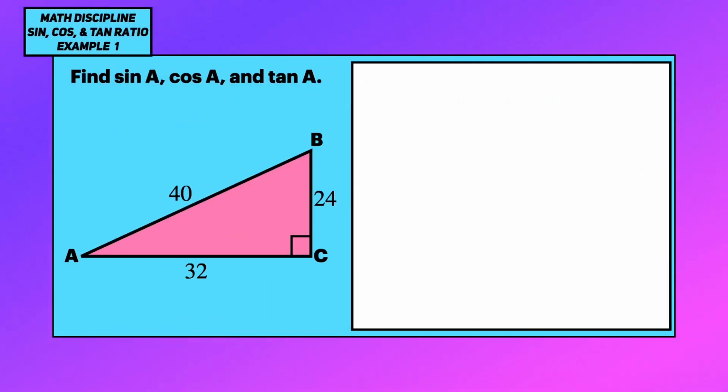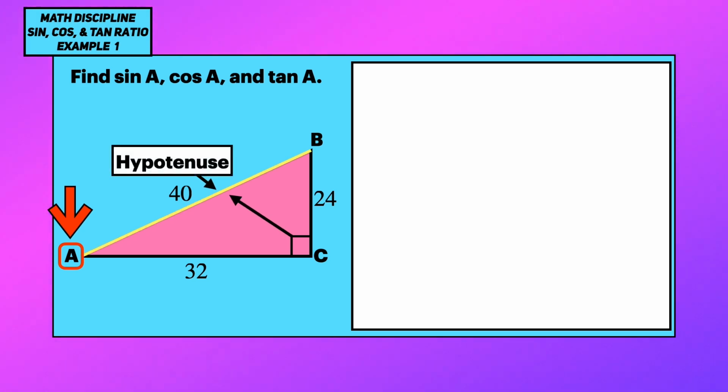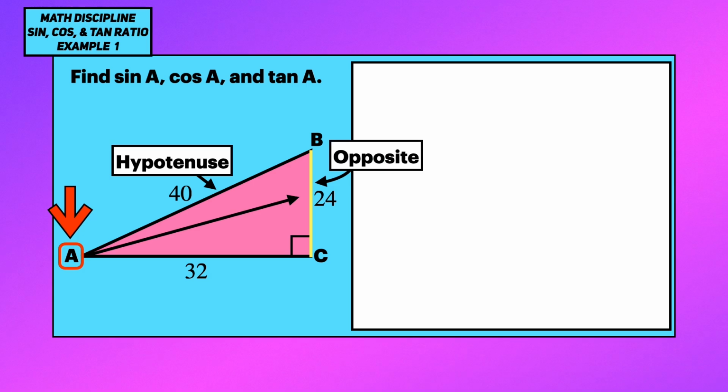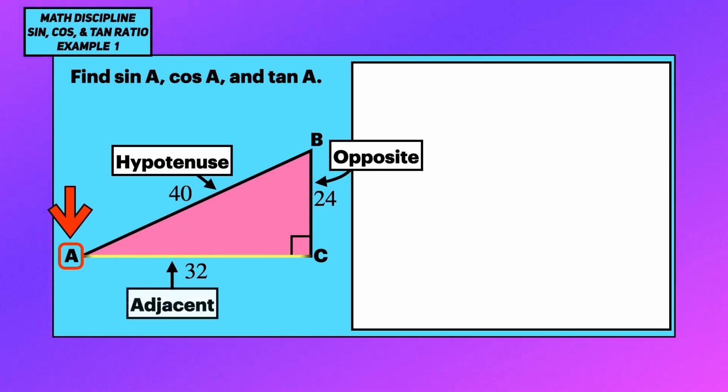In example 1, we have to find the sine, cosine, and tangent of angle A. That means we have to look at our triangle from the point of view of angle A. We'll begin by correctly labeling each of our 3 sides. The side across from our 90-degree angle is the hypotenuse. The side across from angle A is the opposite side. The remaining side is our adjacent side.